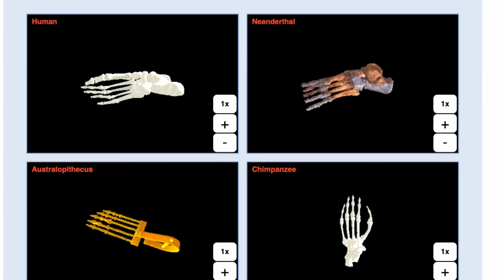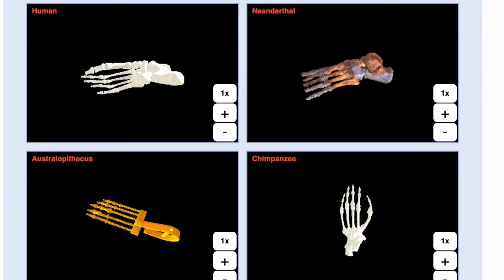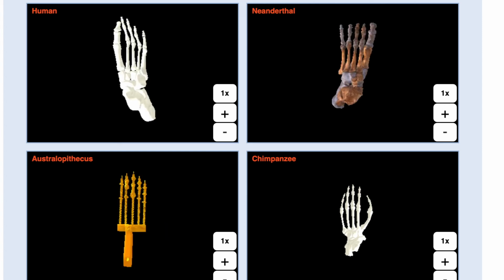And again, I'm just going to pause the video here for a minute so I can orient the feet in a way that will allow us to compare them. All right, now that we've got our feet in a good orientation, I just want to point out a few things to you. So one thing to note is that not all of these feet are from the same side of the body, so they may not look exactly the same. So for example, this foot here is a right foot, this foot here is a left foot, this is a left foot, and this one I'm actually not entirely sure.